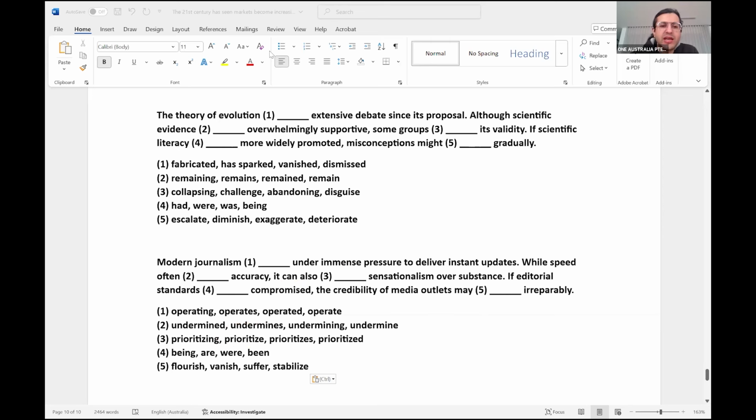If editorial standards dash compromised. Are compromised. It is in the present tense, not the past. So the present plural after "standards" should be "are". The credibility of media outlets may dash. Suffer. The credibility will suffer. Nobody will trust media outlets. Credibility means credit, creditworthiness.